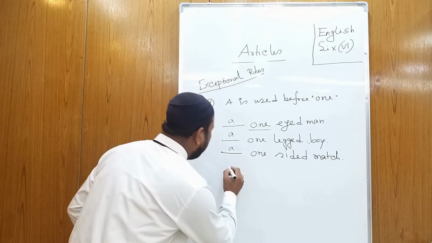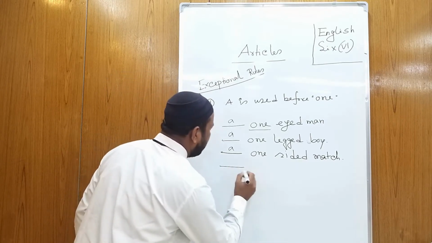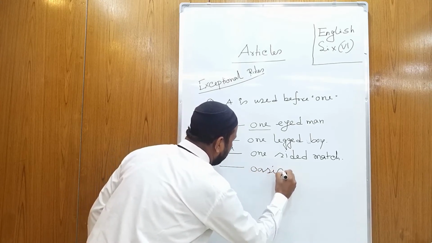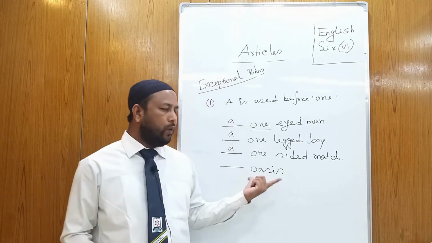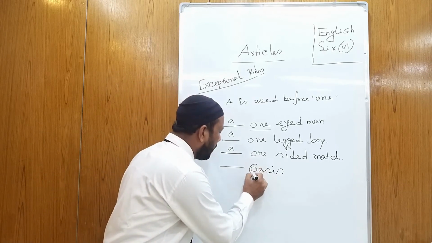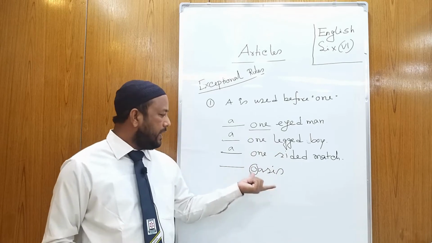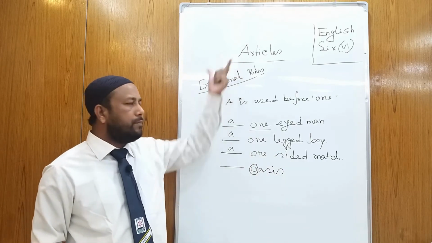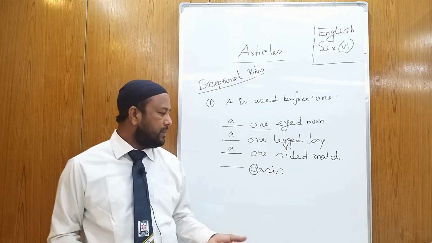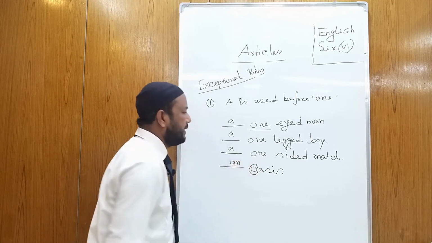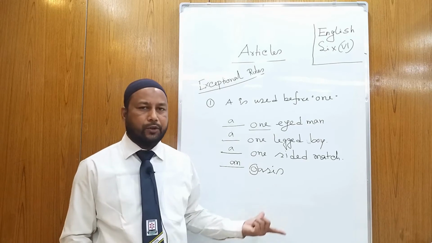Okay, finally I will give you another example. Oasis. Oasis, the first letter is O. It's not one. The first letter is O, and we have already learned in the normal rules, and here we will use an. I think it is clear to you.